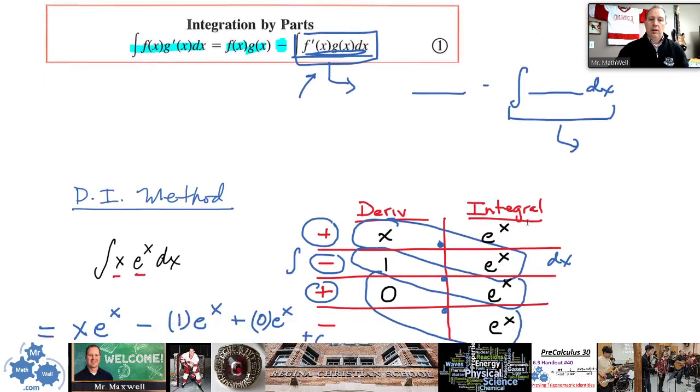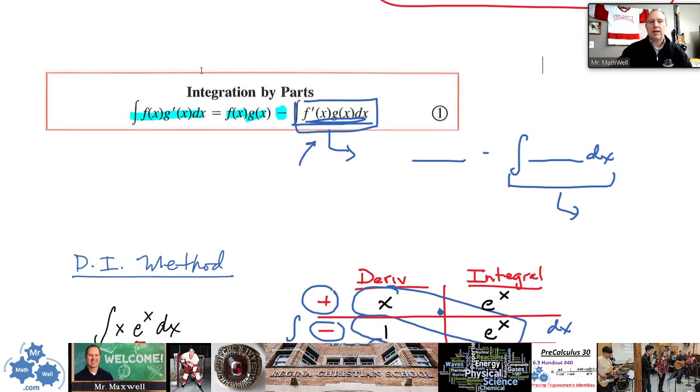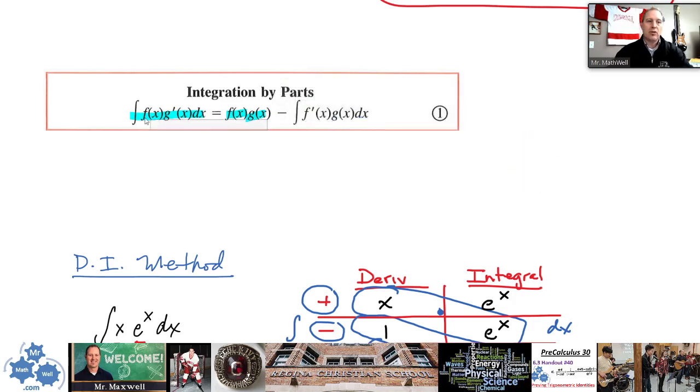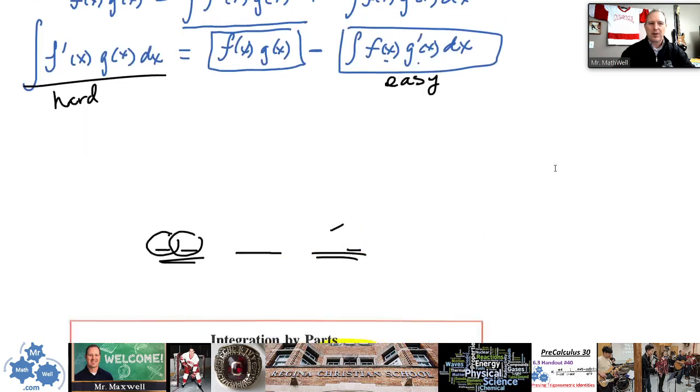Okay. All right. Now I'm going to do a lesson on the DI method. This is a method of integrating without memorizing the formula, just using this really cool chart here. So that's going to be the next lesson. You might want to watch that. But here is my integration by parts formula here, or the expression. And yeah, you can memorize this or tune into the next video where I talk about the DI method for integrating by parts.